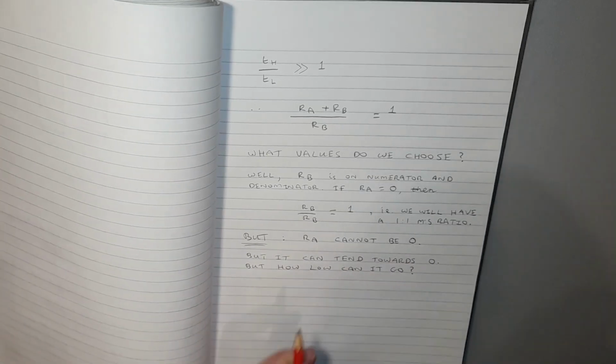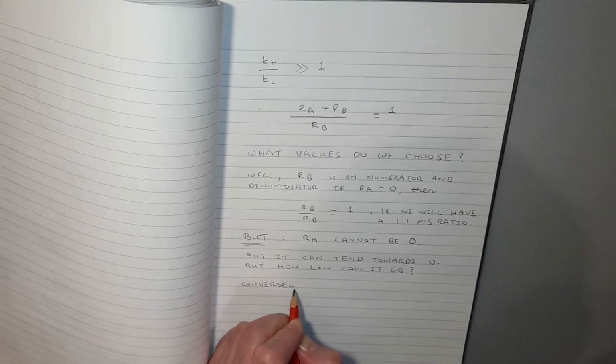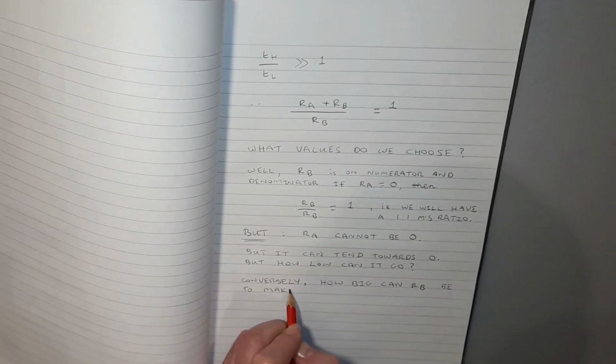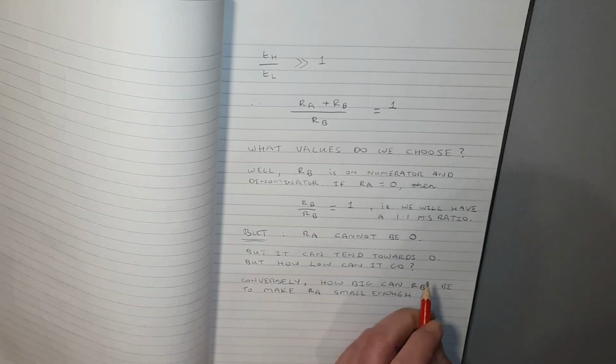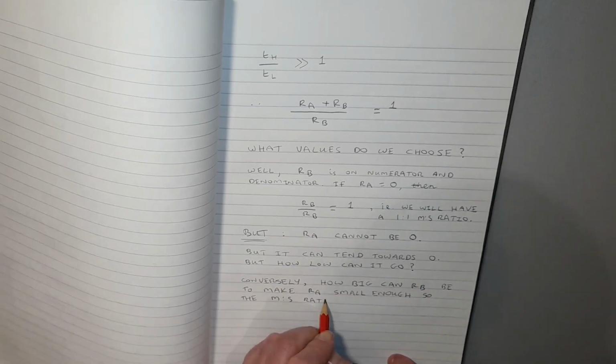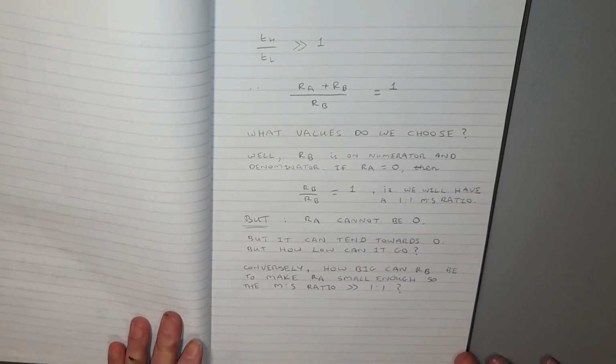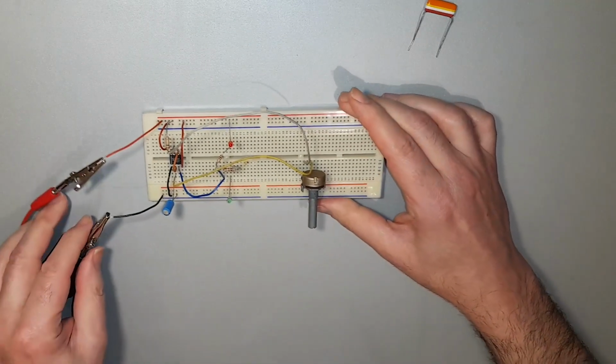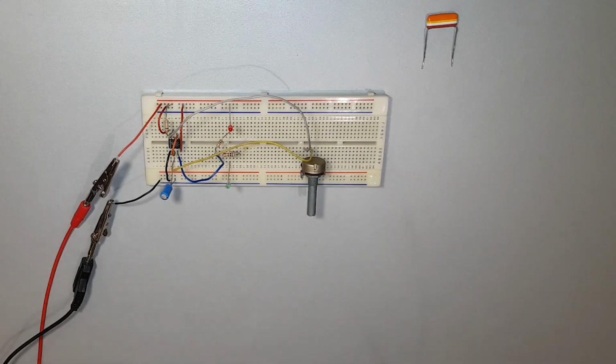But how low can it go? Conversely, how big can RB be to make RA small enough so that the mark to space ratio tends towards 1-to-1? So let's try some values. So first things first, turn this on.